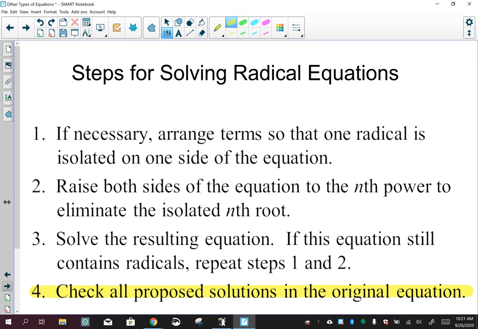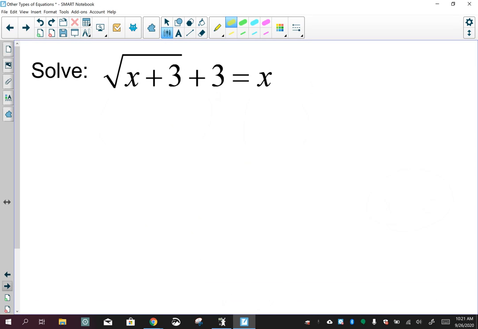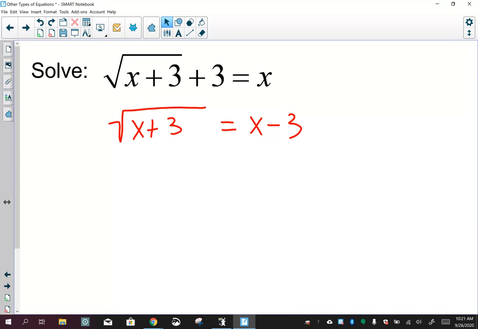So here we go. We have the square root of x plus 3 equals x. So the first thing we want to do is kick this 3 over to the other side. And when we do that, we wind up getting this. Now this is going to be a nice problem because we only have the one square root. And because we have only one square root, we just square both sides.